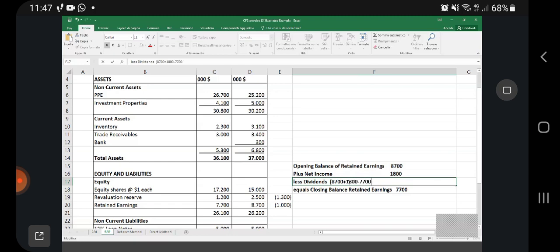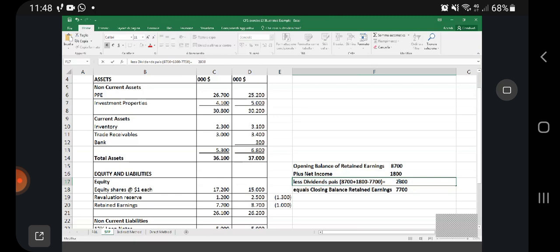Okay. I think it is 2,800. So if we make the calculations, the dividends that we have paid during the year are 2,800. Okay? Is that clear to at least most of you?